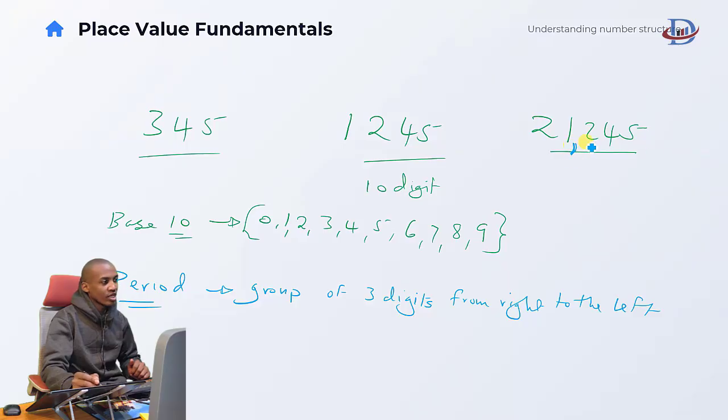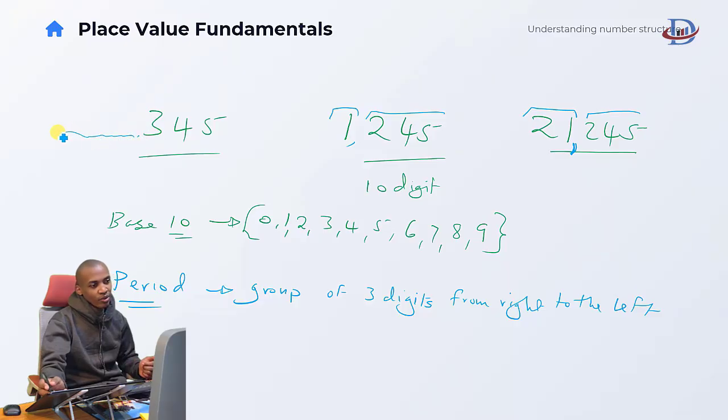So how many periods are there? We have 2 periods. We have this one, and then we have this one here. If you check this one also, we have 2 periods. This is the first one, and this one is the second. But here we only have 1 period, 1, 2, 3. So our comma will come here, but in this part here we don't have a number. So here we only have 1 digit, 1 period.